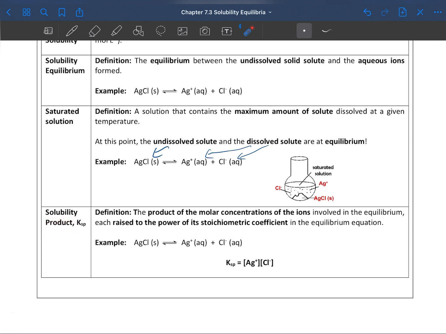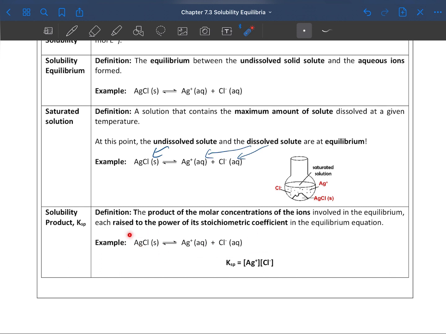Okay, and then solubility product, KSP. So kalau ada perkataan K ni, hopefully you can relate back to KA, KB, KC, KP before this lah. Sama juga formula dia, the product of the molar concentration of ion involved in the equilibrium is raised to the power of its stoichiometric coefficient in the equilibrium equation. So, samalah formula macam before this.